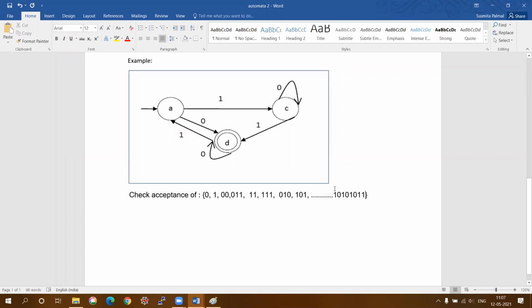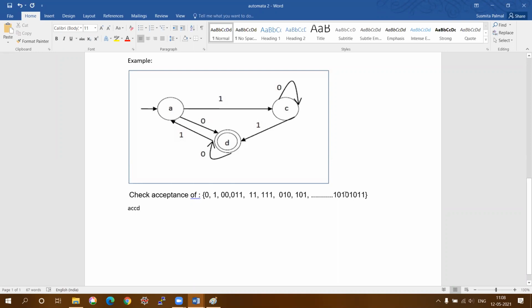From state C, what is the remaining portion? This portion. Which is the first one? 0. So using 0, you are going to the same state C. So the sequence came A, then C, then also C, because you are traversing from A to C, then C to C. So the sequence is A, C, C. Then the next symbol is 1. From C, using 1, you are going to D. So I am writing the sequence A, C, C, then D.